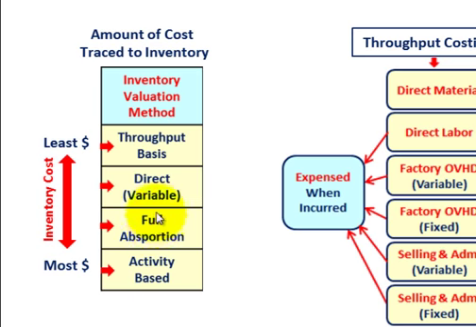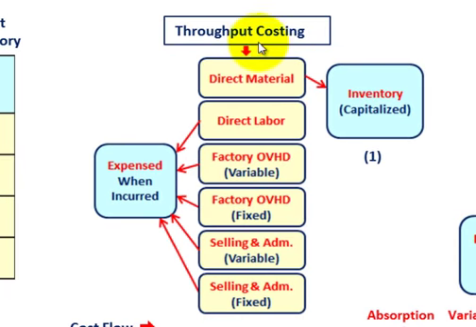Okay, so let's start with our throughput costing here. What we're trying to determine is the inventory that's going to be capitalized for these different costs versus what is expensed. And it's expensed when it's incurred, and we'll be comparing these 4 different methods.